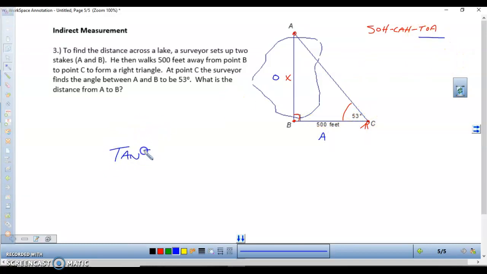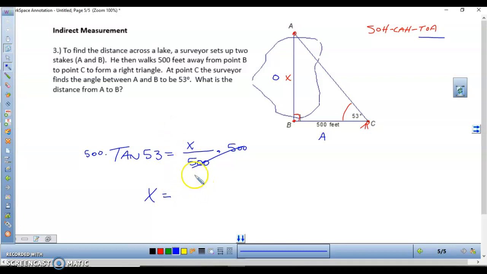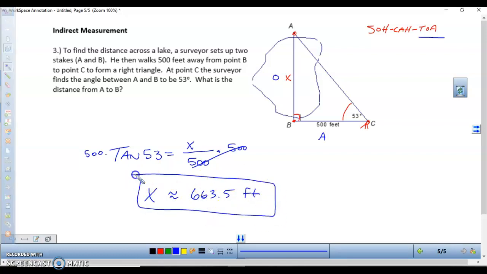And so the tangent of 53 degrees is equal to opposite, which is x, over adjacent, which is 500. In this case, because the variable's on top, I'm going to multiply both sides by 500. And I'll get that x, the distance across that lake, is 500 times the tangent of 53, which is about 663.5 feet. So we'll round, it doesn't say to round to anything in particular, so we'll go, in this case, maybe nearest tenth. So the distance across that lake is 663.5 feet. So there you go.